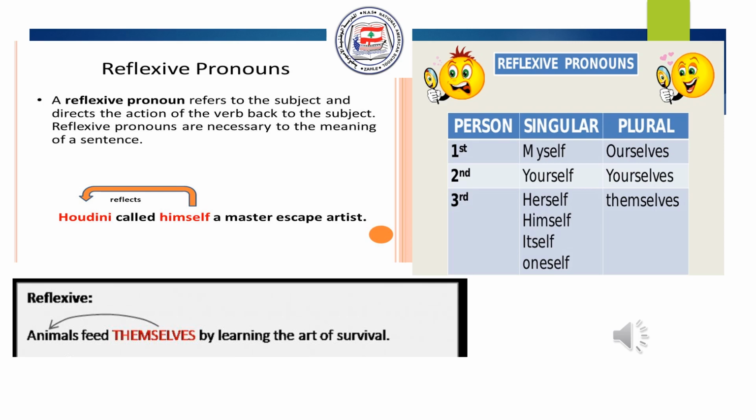In this chart, you will see the singular reflexive pronouns and the plural reflexive pronouns. And as you see, the singular reflexive pronouns end with self and the plural reflexive pronouns end with selves. Myself, yourself, herself, himself, itself, and oneself. And the plural reflexive pronouns are ourselves, yourselves, and themselves.